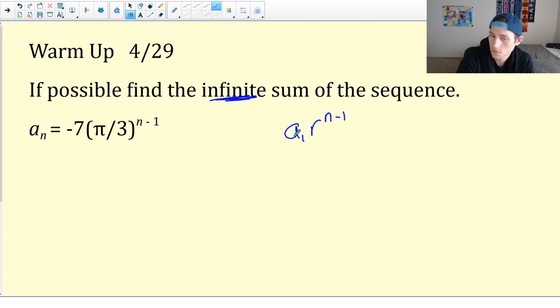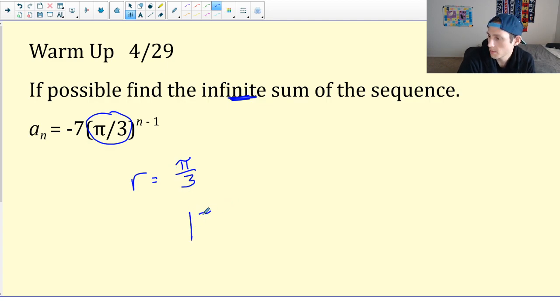Remember the explicit form of a sequence for a geometric series looks like this. And so I can tell this looks like it has all those pieces, right? Like an A1, an R, and then to the n-1 power. So this is in the form of a geometric sequence, which tells me if I want to know if its infinite sum will converge or diverge, I just need to look at R, right? So the ratio here is pi over 3.